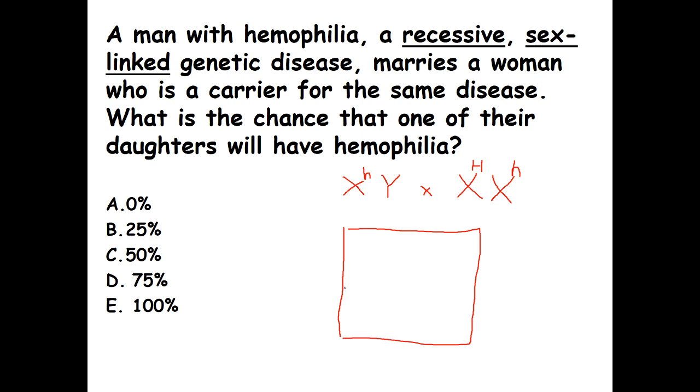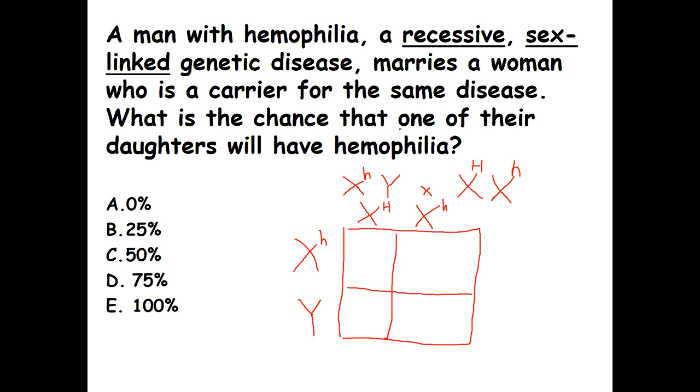Then you need to segregate. For this man, his gametes will look like this: 50% will be X, the other 50% will be Y. For the female, 50% will have the normal gene, 50% will have the recessive gene like this. Then you do your little square.